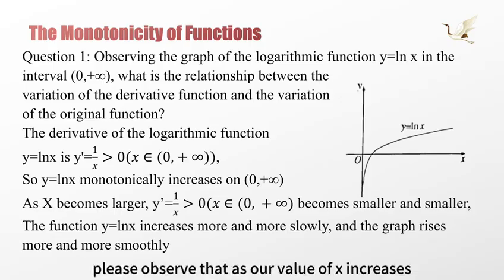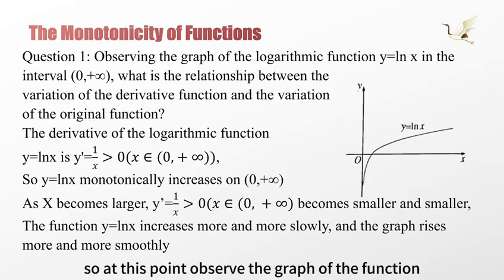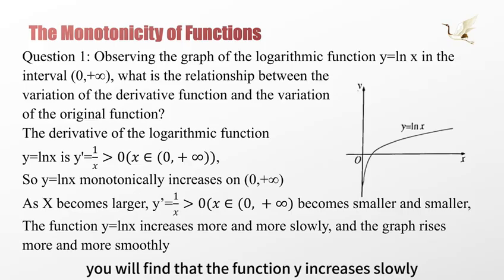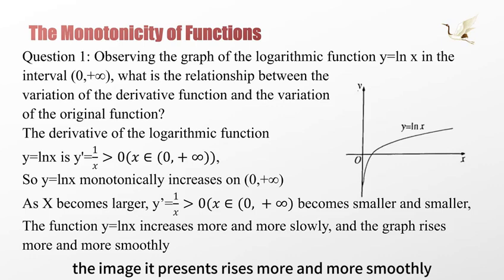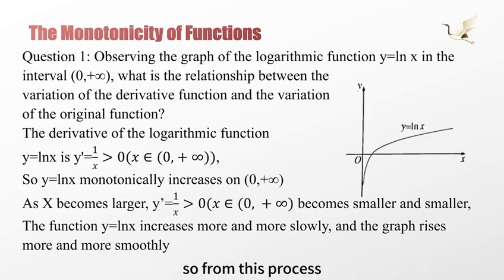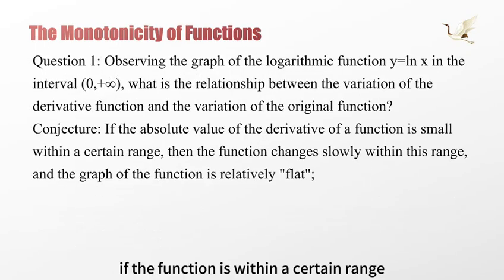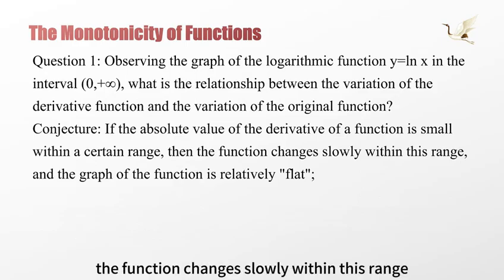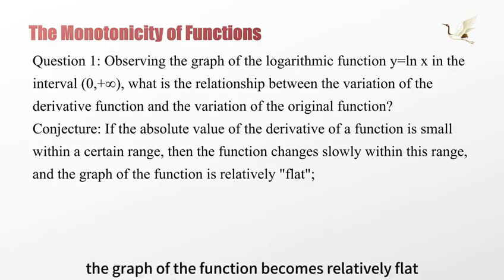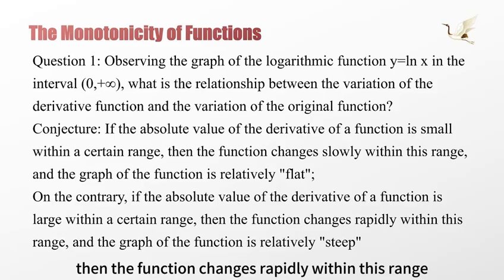Meanwhile, please observe that as the value of x increases, the derivative 1/x becomes smaller and smaller. So at this point, observe the graph of the function. You will find that y equals ln x increases slowly. The image it presents rises more and more gently. So from this process, we may as well boldly make such a conjecture. If within a certain range the absolute value of the derivative is small, the function changes slowly within this range. At this point, the graph of the function becomes relatively flat. Conversely, if the absolute value of the derivative of a function is large within a certain range, then the function changes rapidly within this range.